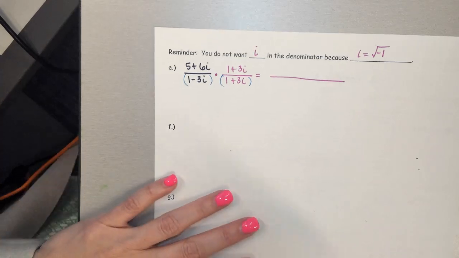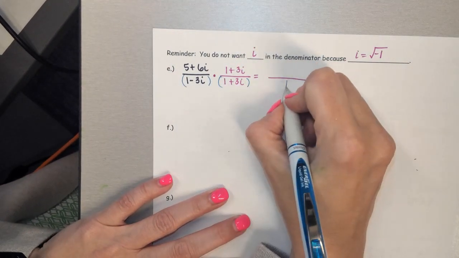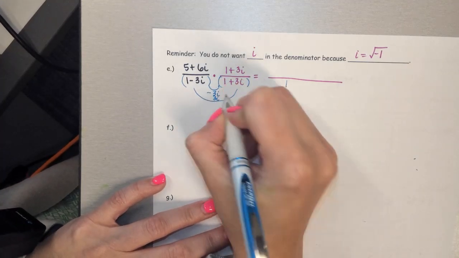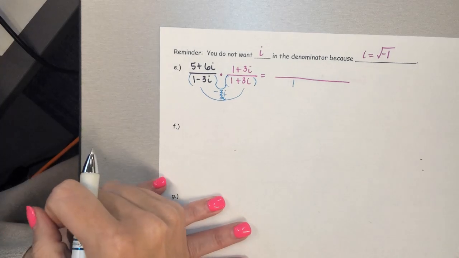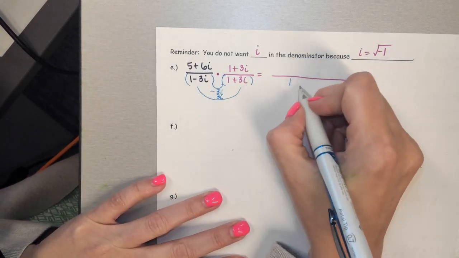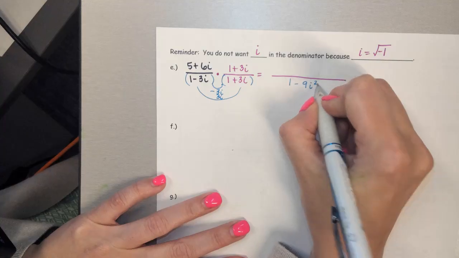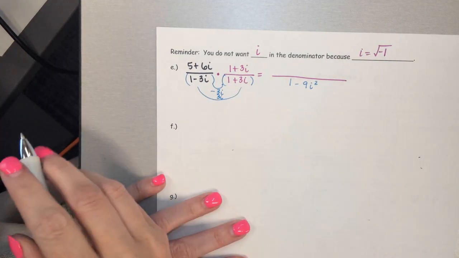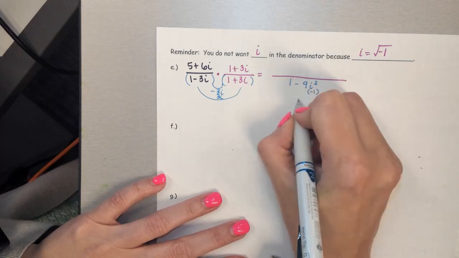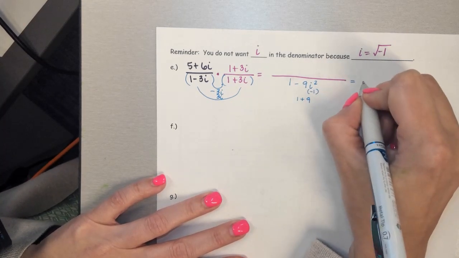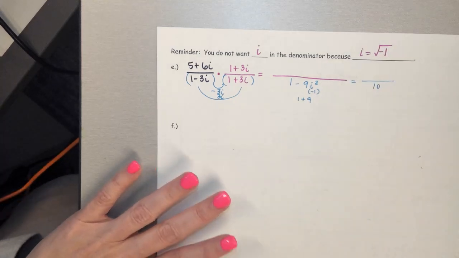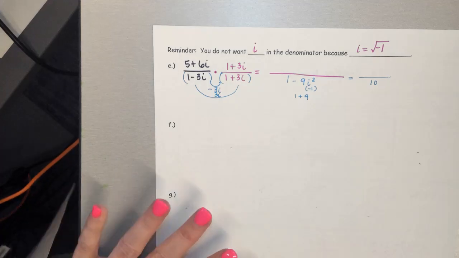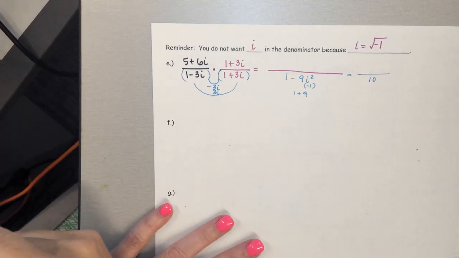All right, a lot of these look great. So 1 times 1 is 1. Here, these are going to cancel, negative 3i and positive 3i. That's why we chose this, because now I don't have any i's. I have an i squared, and it's minus 9i squared, because negative 3 times 3 is negative 9. So when you plug that in, it becomes a plus. So 10 is your new denominator. Okay, and that's why we chose it. So now we have a numerical value without i in it.